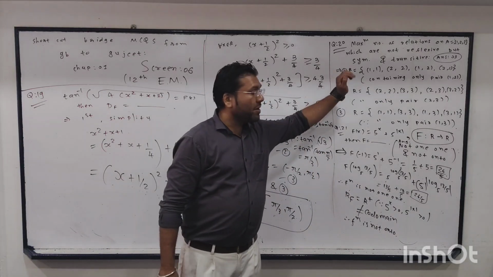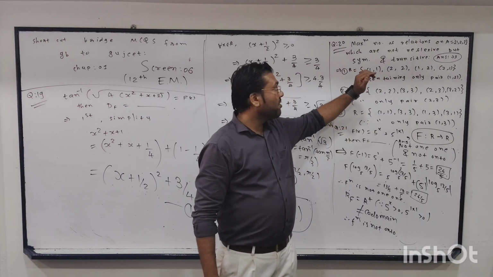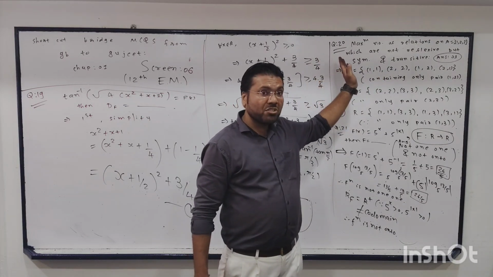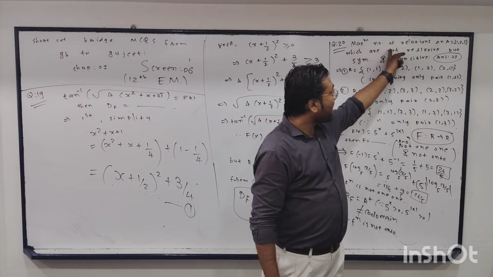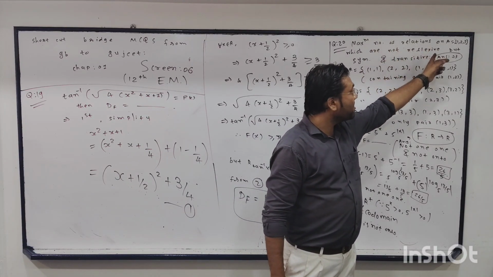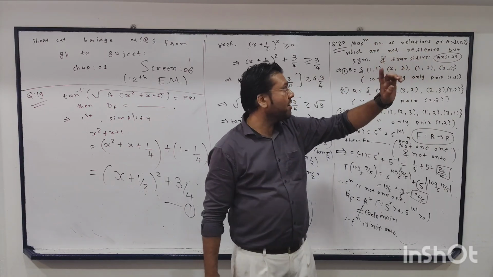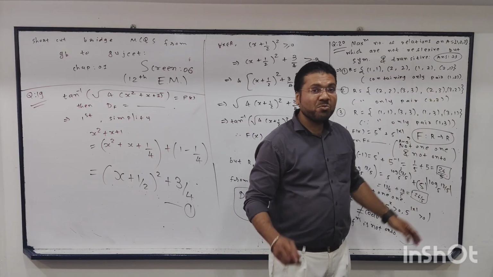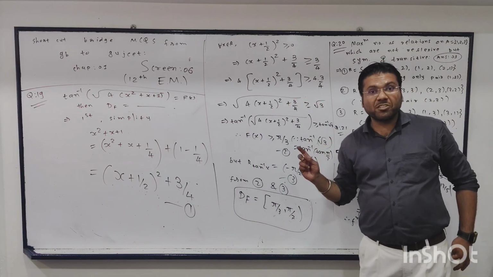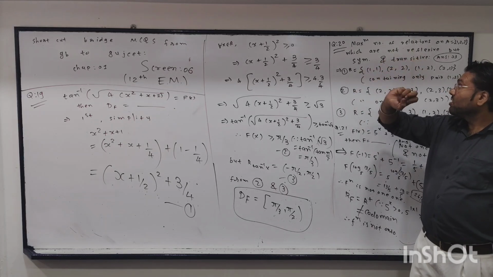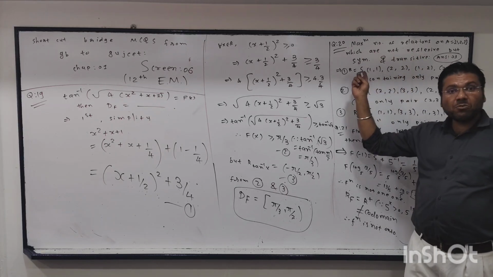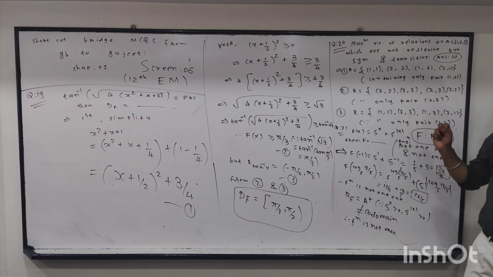Now question number 20. Just like our previous questions of GUJCET exams, I have just changed this question: maximum number of relations on the set 1 to 3 which are not reflexive but symmetric and transitive. So here the answer will be maximum 3 relations which are not reflexive but symmetric and transitive, friends.